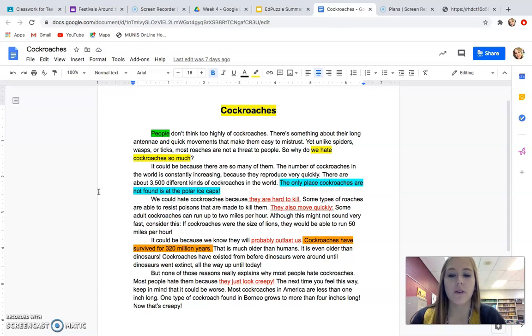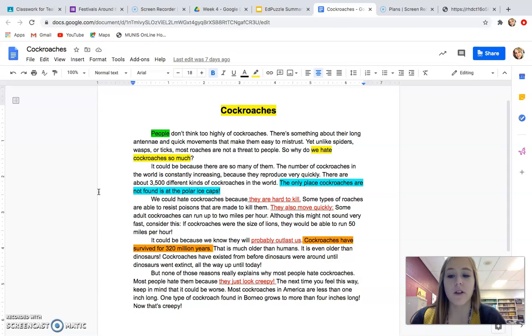The number of cockroaches in the world is constantly increasing because they reproduce very quickly. There are about 3,500 different kinds of cockroaches in the world. The only place cockroaches are not found is the polar ice caps. We could hate cockroaches because they're hard to kill.